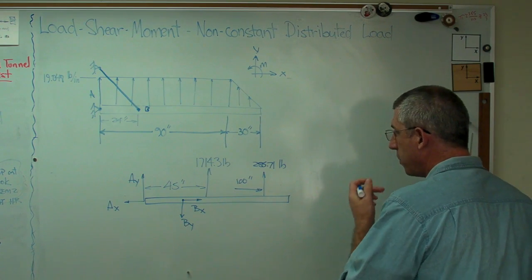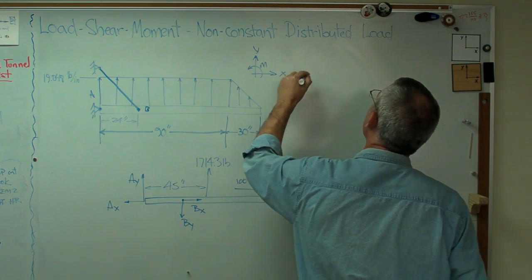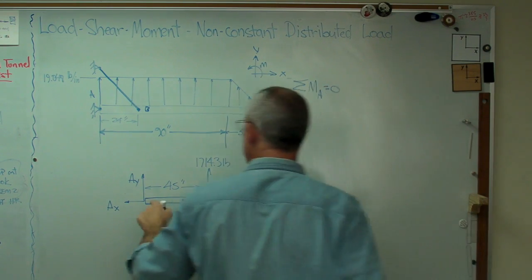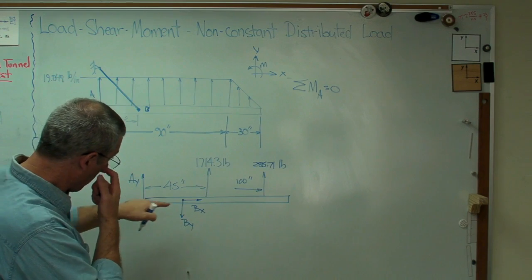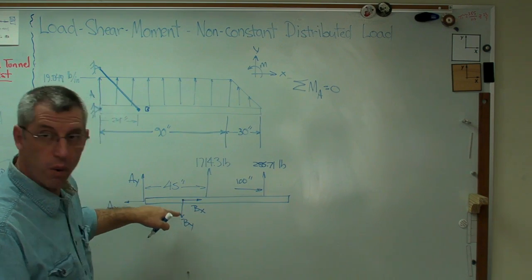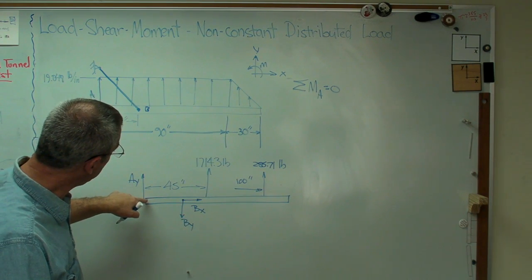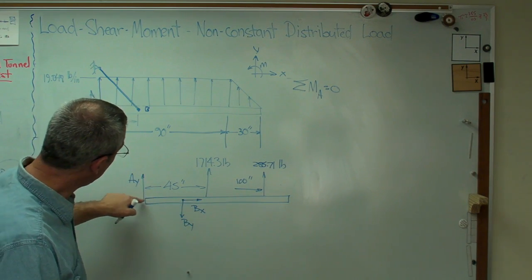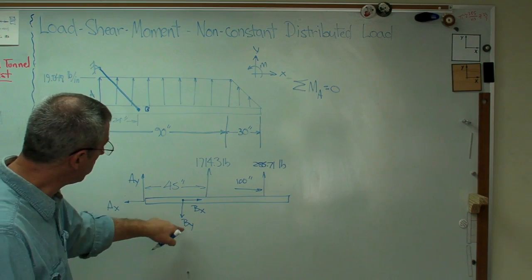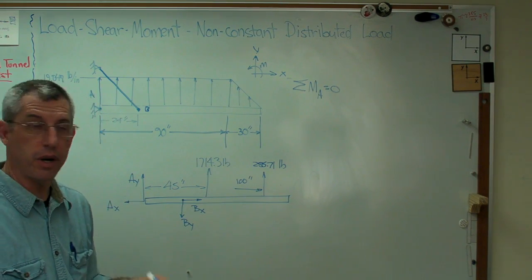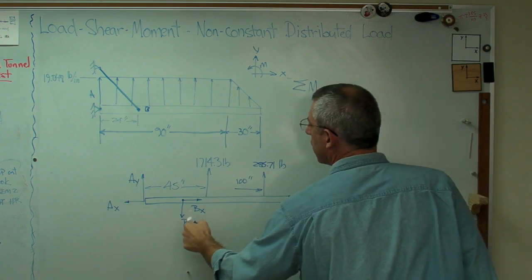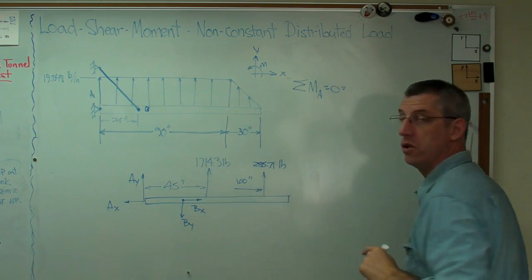All right, so let's start by maybe summing the moments about A. And that has to equal 0, right? I mean, what that'll do is that'll tell me By directly. If I sum the moments about there, the arm for Ax and Ay is going to be 0, and the moment arm for Bx is also going to be 0. So that'll give me an equation that only has one unknown. That's nice and convenient. So I know that, let's see, there's my assumed sign convention.